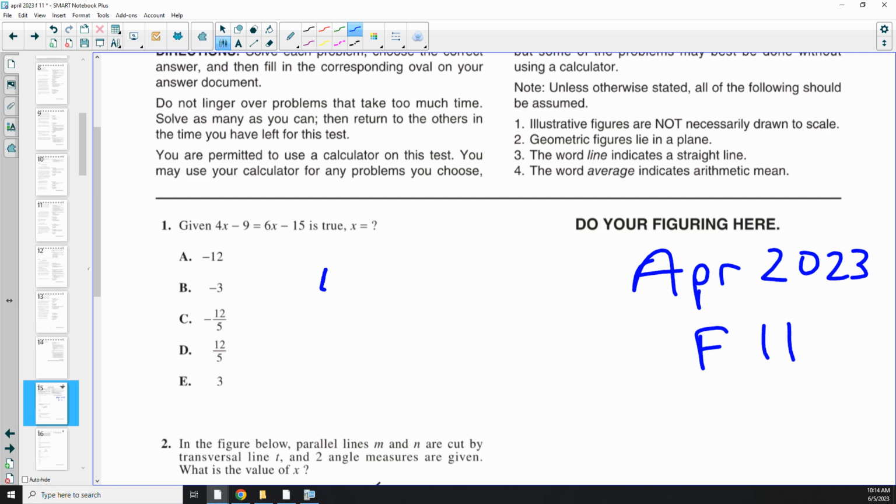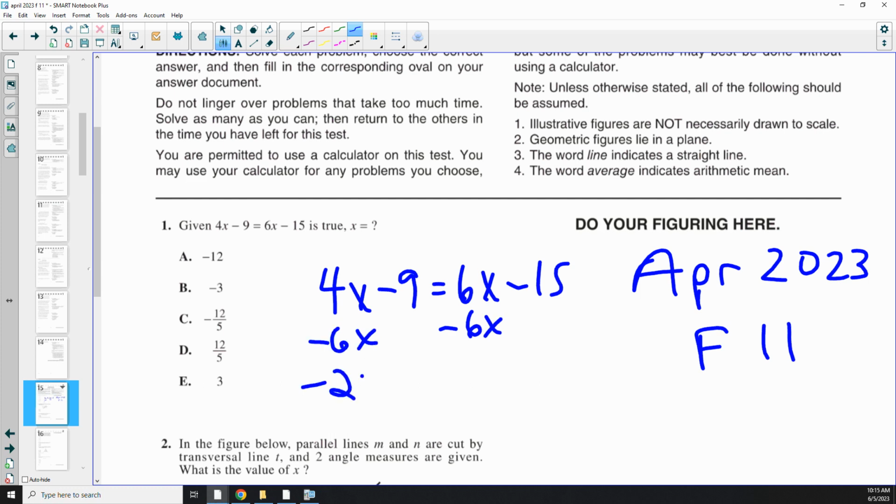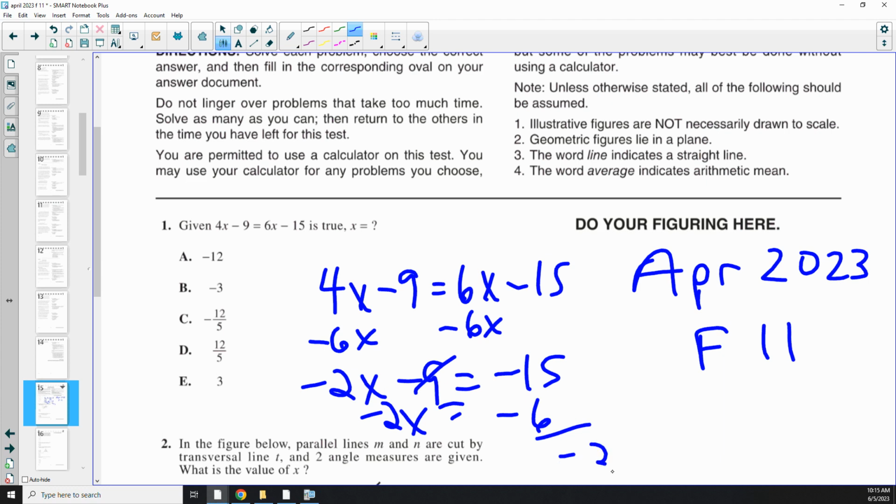The first one is a solver, so you can just go ahead and subtract 6x from both sides, and you get negative 2x minus 9 is negative 15. Add 9 to both sides, you get negative 6, and then divide by negative 2, and you get x is equal to 3. A great use of solver on the calculator is found this way.